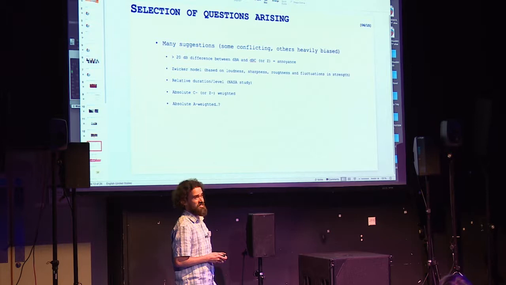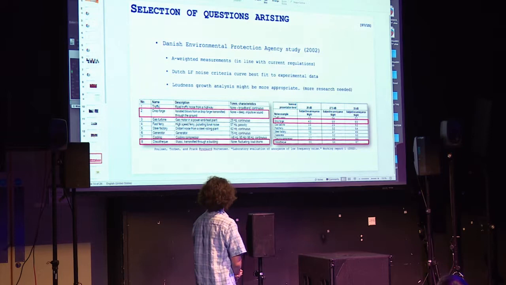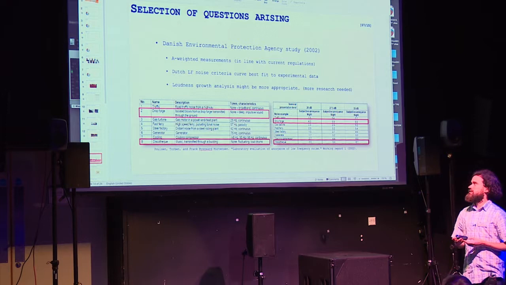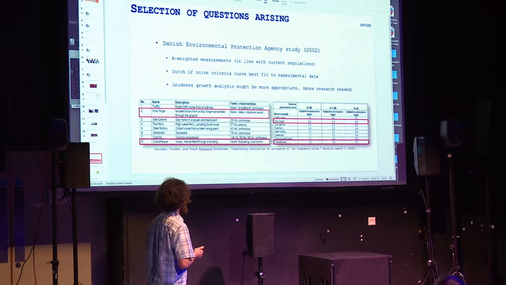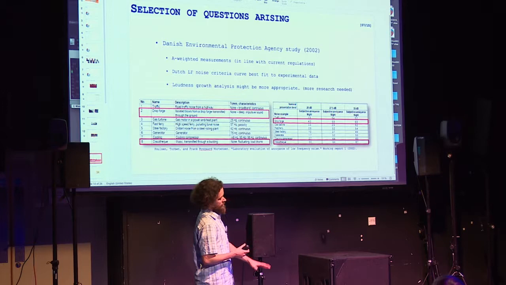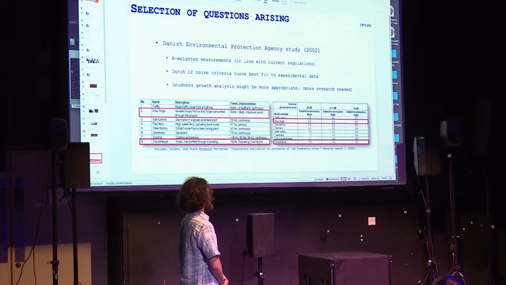Just to highlight one very interesting study, this was done by the Danish Environmental Protection Agency in 2002. They tested annoyance for the general public on a range of different noise sources. And they found that the two most annoying noises that you can be exposed to are, number one, a drop forge, and number two, music. Everything else was very much further down the annoyance scale, but the drop forge and music were right up there at the top as extremely annoying.